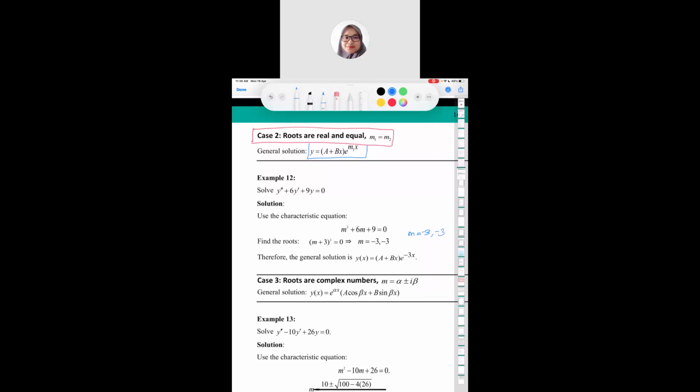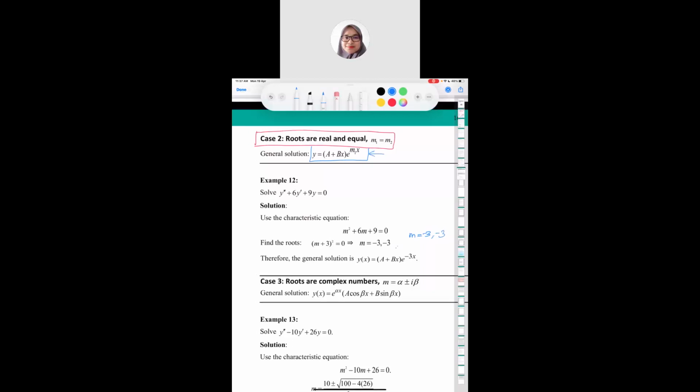So once you have the roots are real and equal, okay, terus masuk dalam dia punya general form. Therefore, the general form is (A plus Bx) e power of negative 3x.